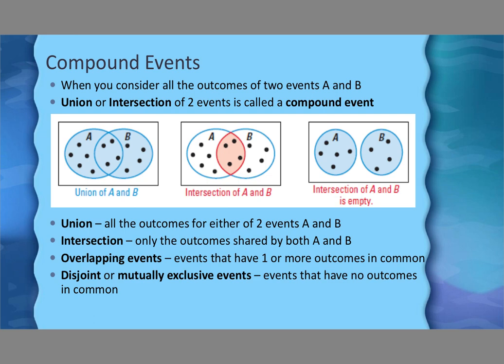So the compound events are when you've got, again, two different events. So they call these A and B. And the union of them is a compound event. So if A and B can overlap, then it causes what's called a compound event. So those are Venn diagrams, if you know what a Venn diagram is. The union of A and B is where they would overlap.